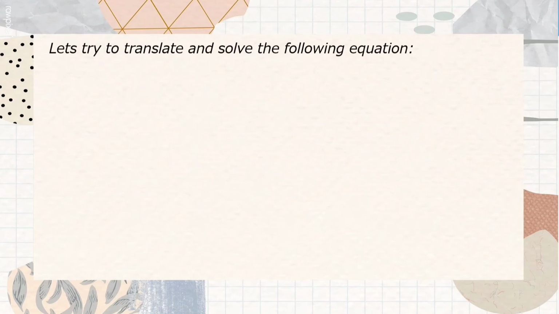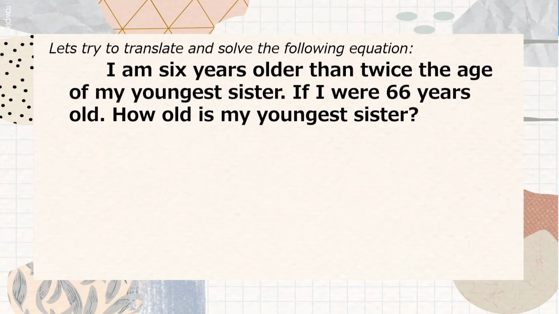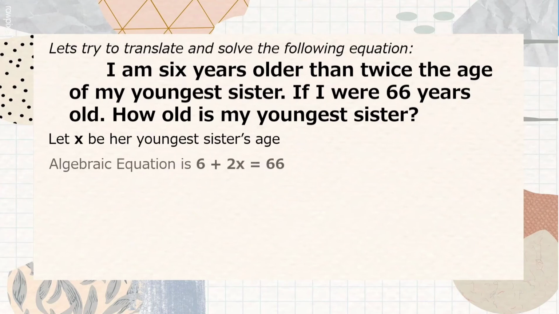Okay, so let's practice. Let's try to translate, or let's solve the following equation. I am 6 years older than twice the age of my youngest sister. If I were 66 years old, how old is my youngest sister? Okay, so let x be her youngest sister's age. So what will be our algebraic equation here? We will have 6 plus 2x is equal to 66.